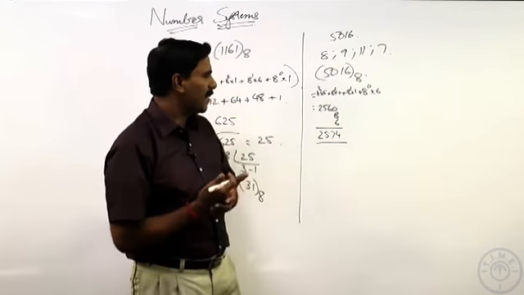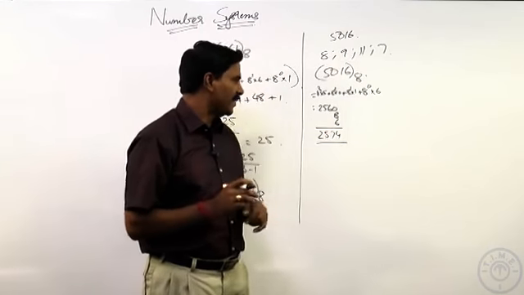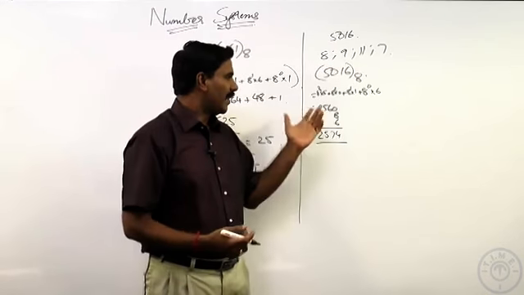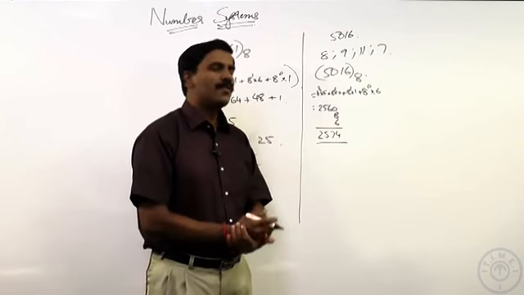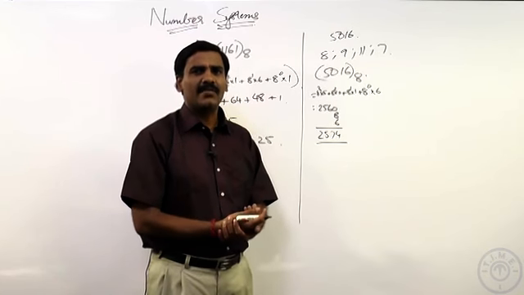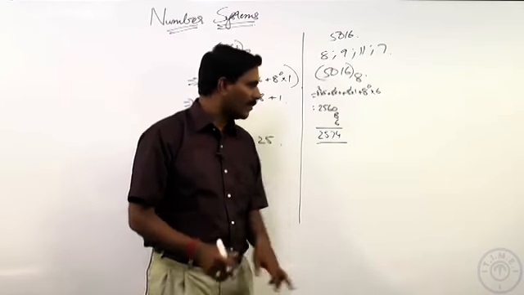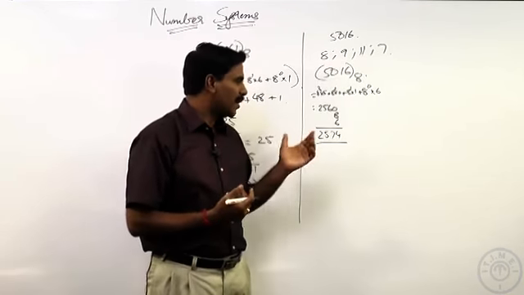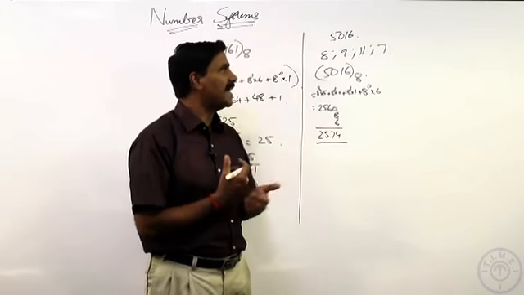And if you are looking at the perfect cubes in terms of the decimal system, 10 cube is 1000, 11 cube is 1331, 12 cube is 1728, 13 cube is 2197, then 14 cube is 2744, but 2574 nowhere we will be getting. So that means it's not a perfect cube in terms of base 8.